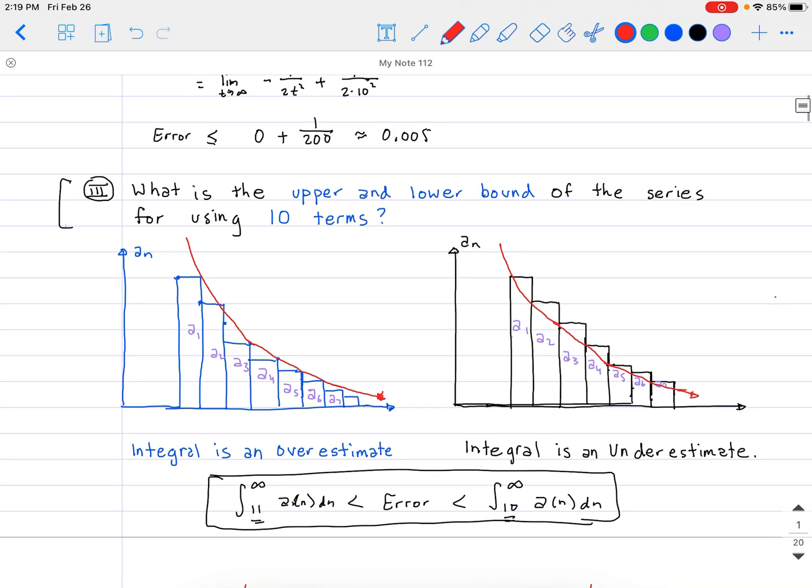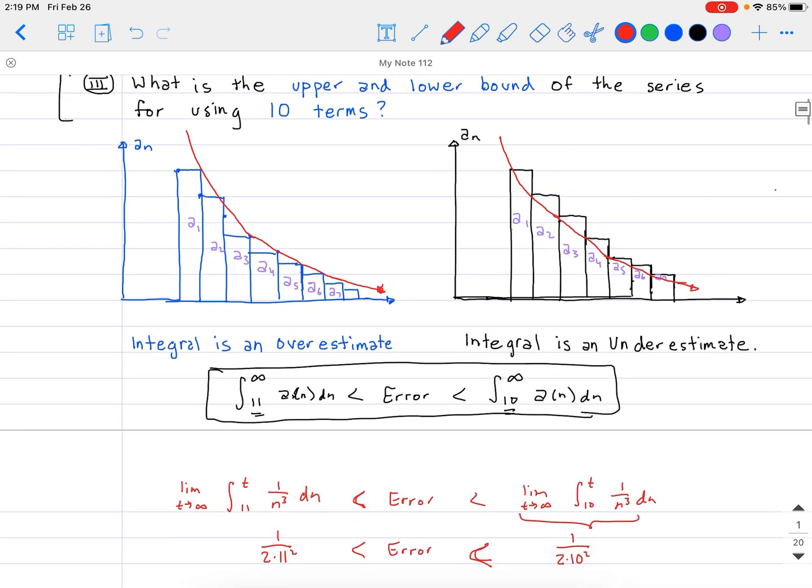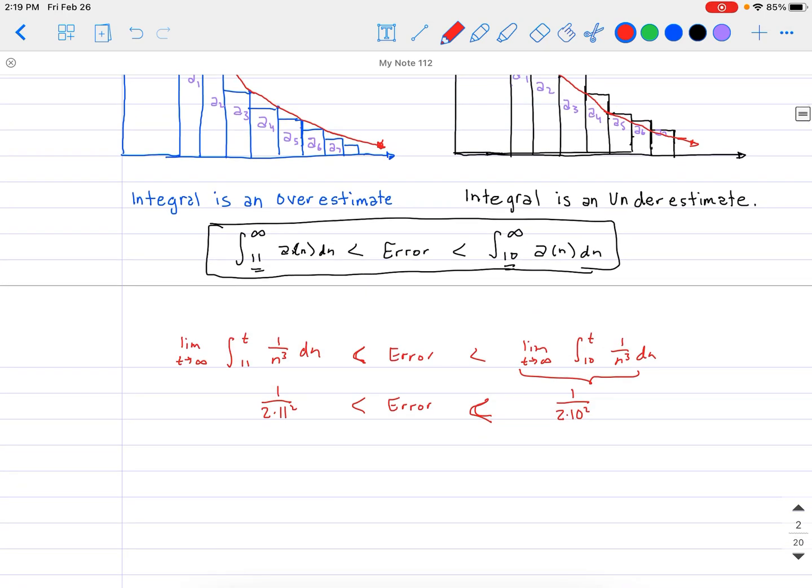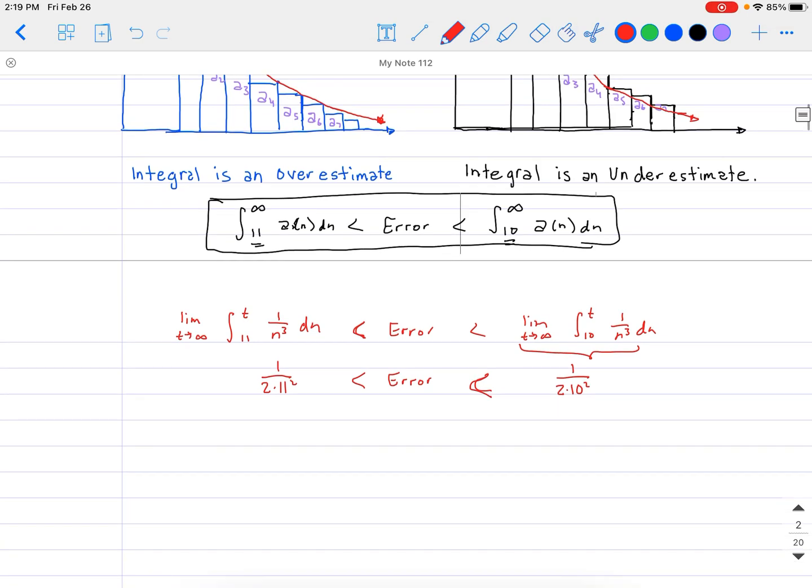Now, I don't want to actually solve for that. According to the problem, I want to know what is the upper bound and the lower bound of the series for using 10 terms. So what that means is if I solve for the series, I want to know how big it is going to be at most and how small it is going to be at most. So what I'm going to do is take this inequality and add on a certain part to it. And that certain part is the series all the way to the 10th term. So s of 10 is going to be added to all three parts.